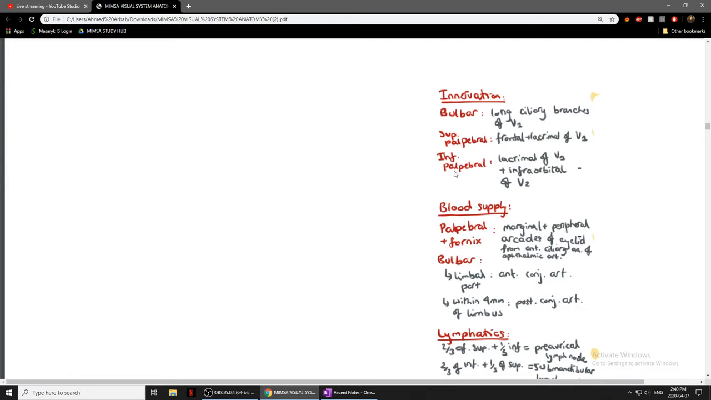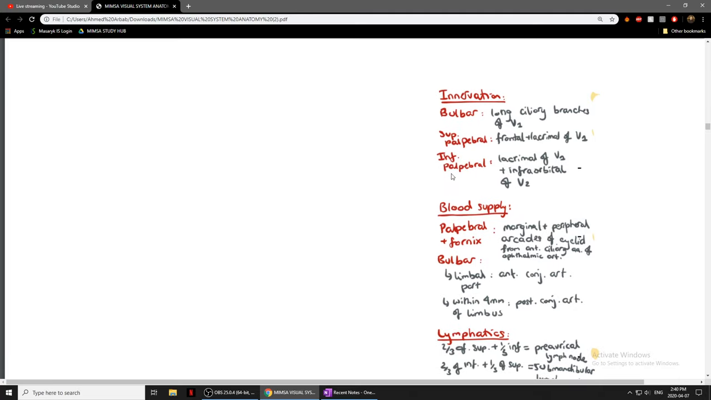And then finally, the inferior palpebral conjunctiva is innervated by the lacrimal also, and the infraorbital of V2. We know that right below the orbital socket anteriorly is the infraorbital foramen. We saw that tiny hole, and through that foramen the infraorbital nerve enters, or technically exits, onto the face, which is a branch of the maxillary nerve. And that infraorbital nerve, along with the lacrimal branch of the ophthalmic nerve, innervate the inferior palpebral conjunctiva.